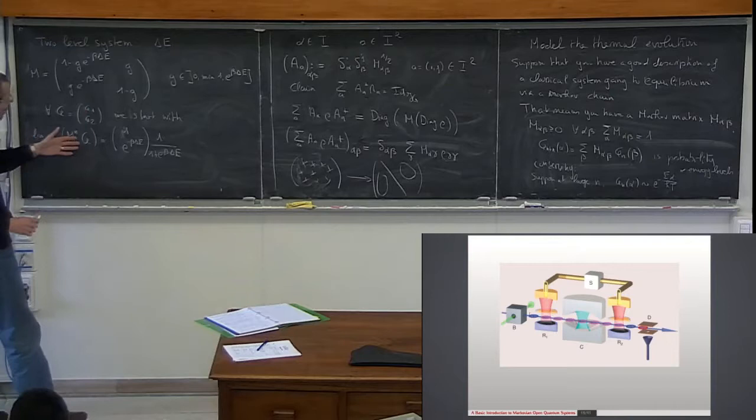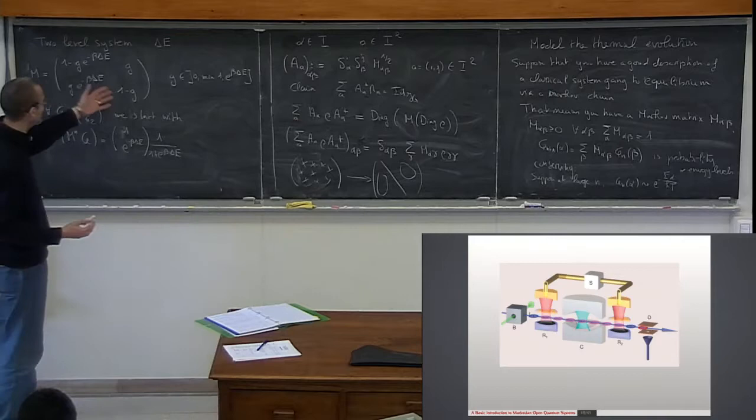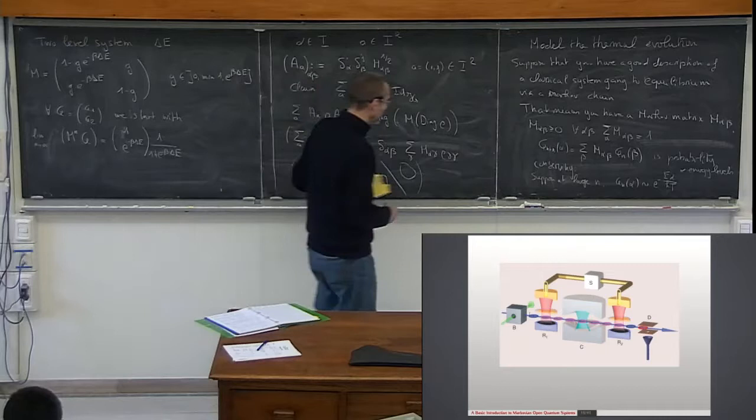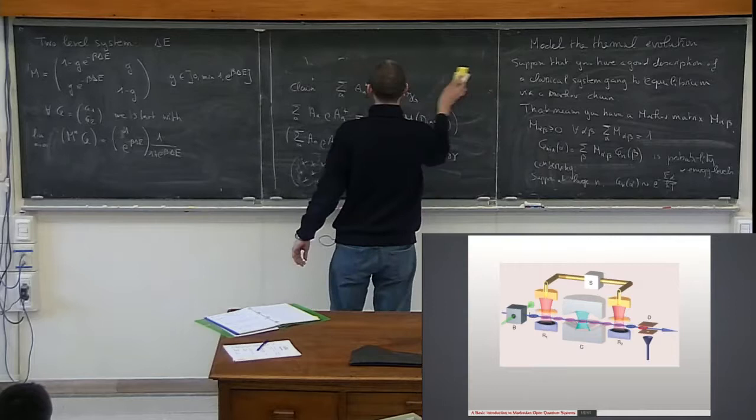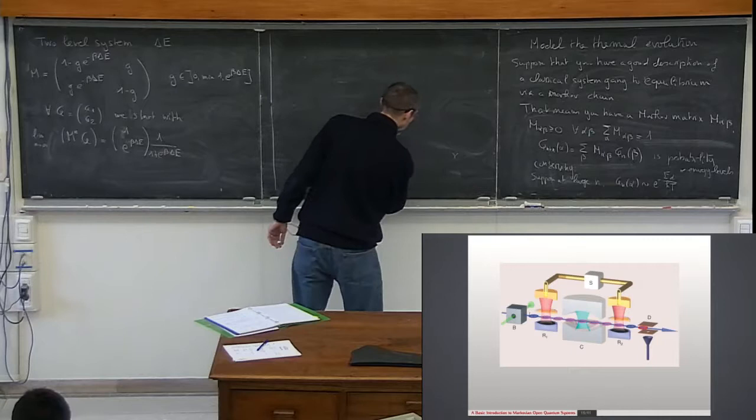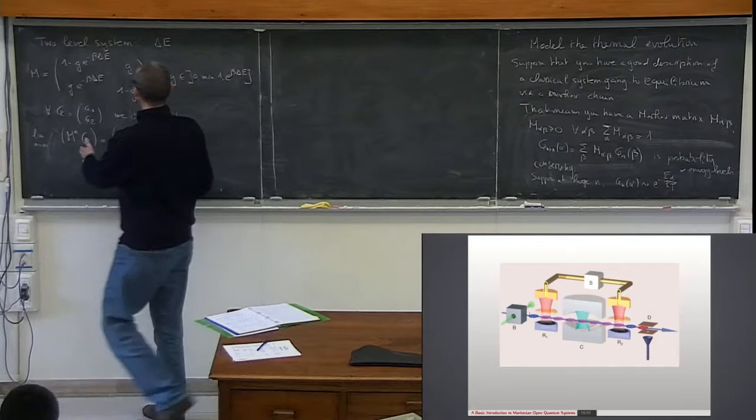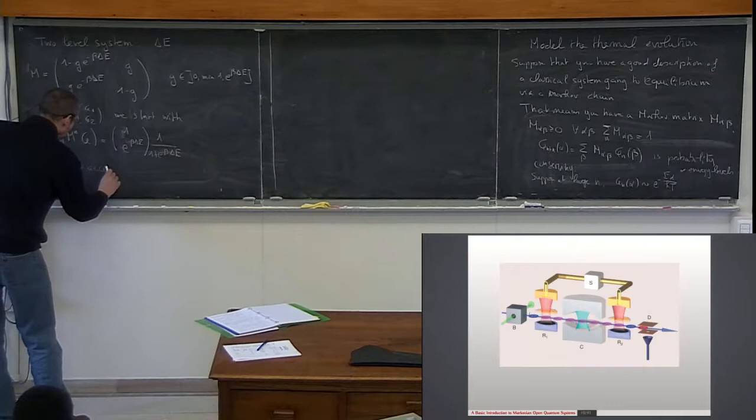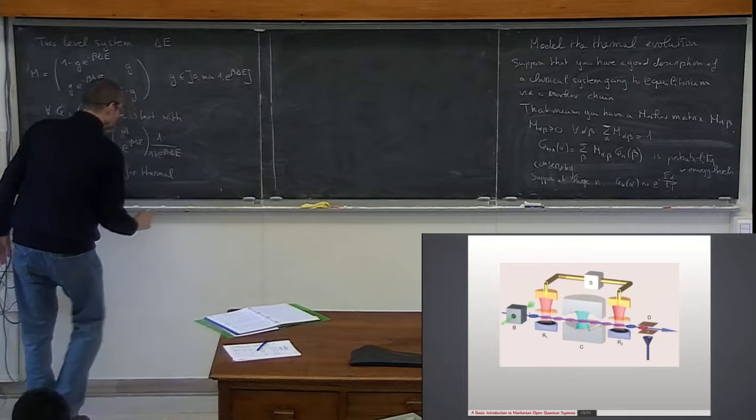Okay, so then in that case, for this experiment, there is not much ambiguity. We just have to choose G in the right way. Okay, so this accounts for thermal equilibration.